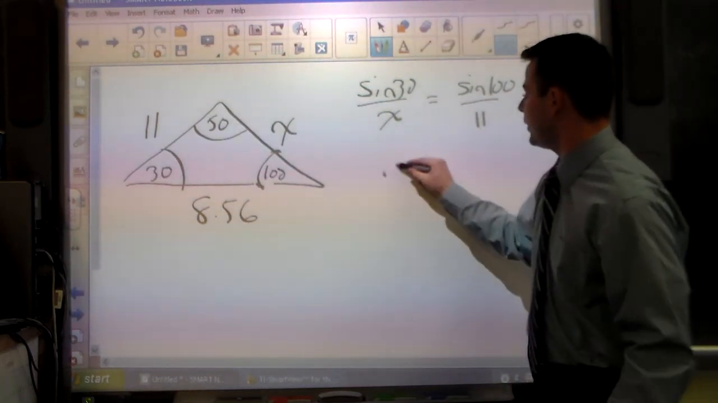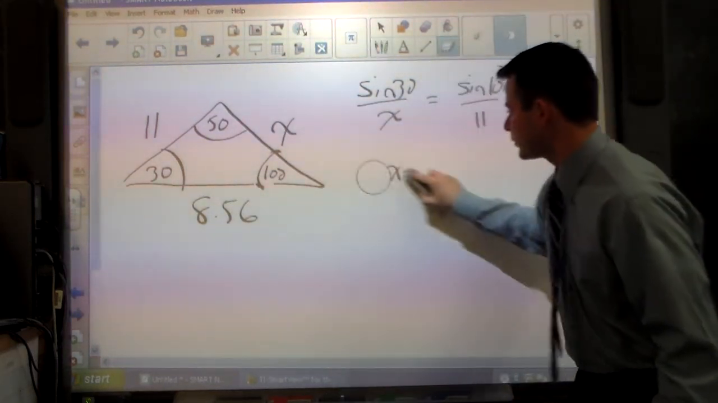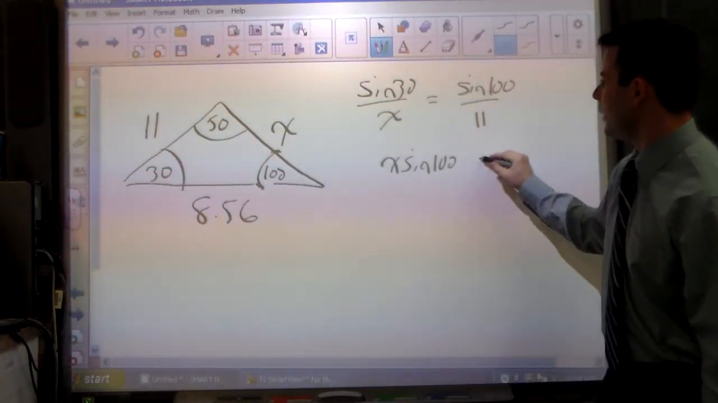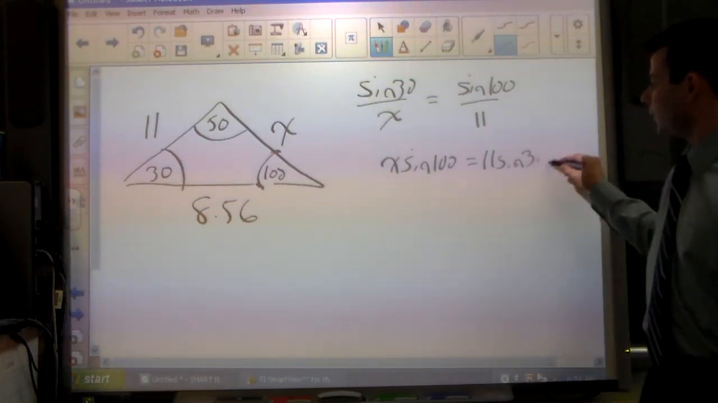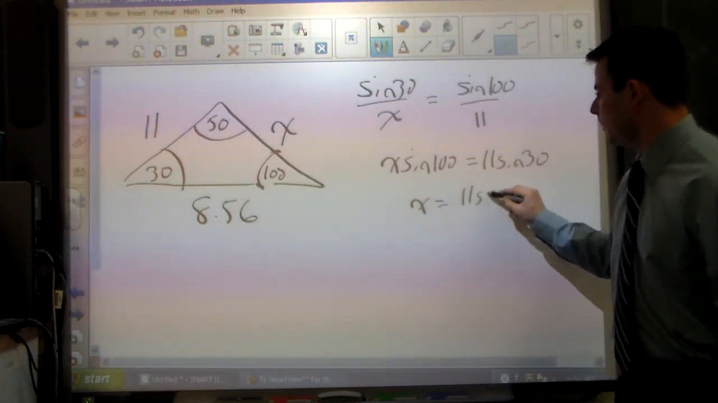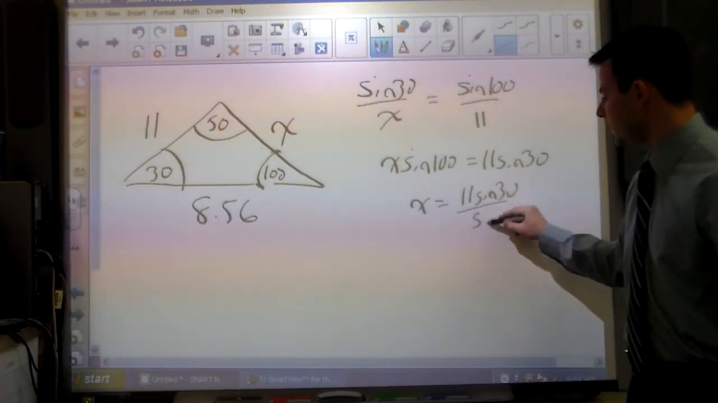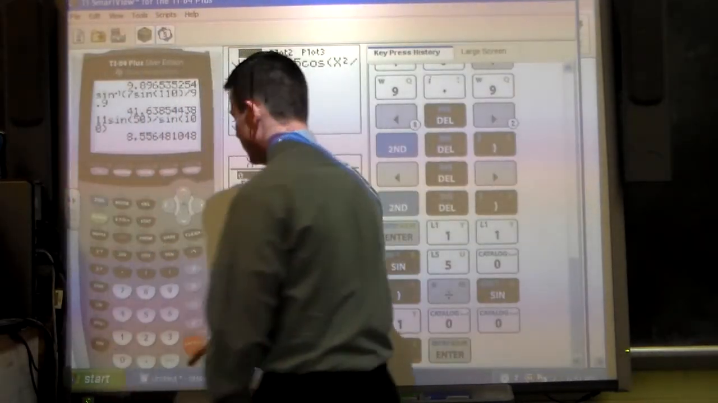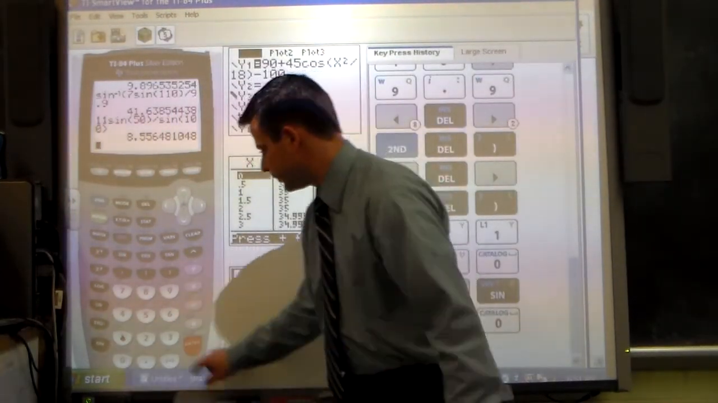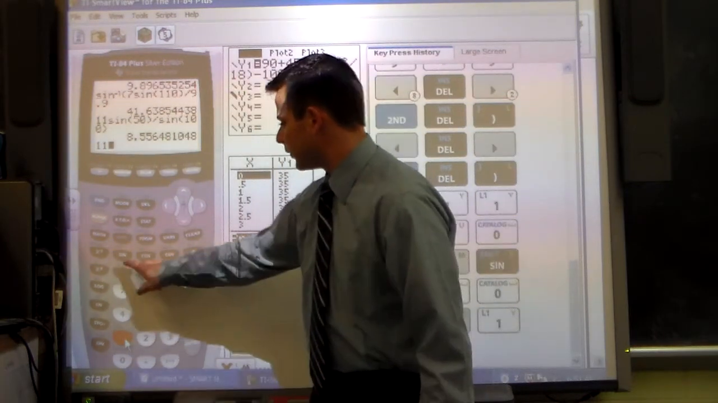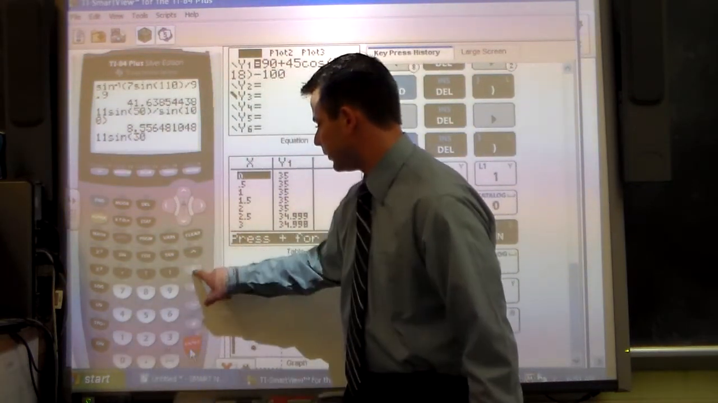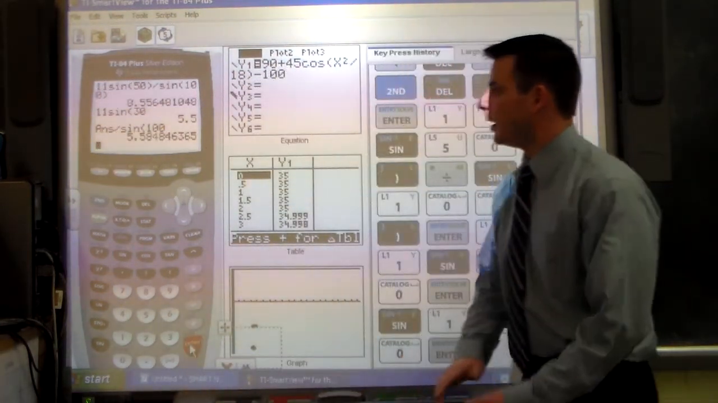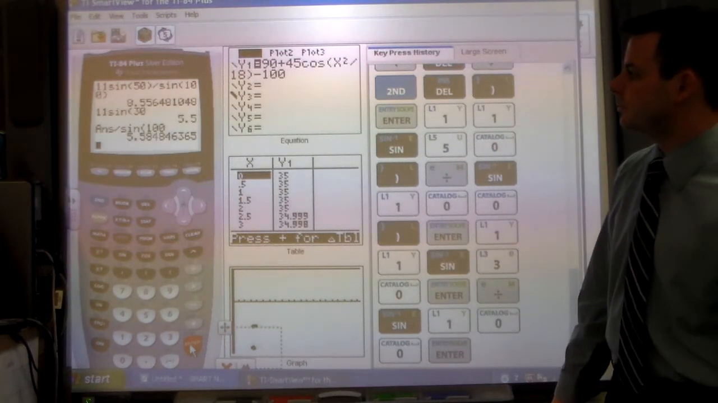So I'm going to use given information to determine my missing side if I have the decision. Let's cross multiply. x times the sine of 100 equals 11 times sine of 30. So x equals 11 sine 30 over sine 100. Calculator: 11 times the sine of 30, enter, divided by the sine of 100. And you get 5.58.